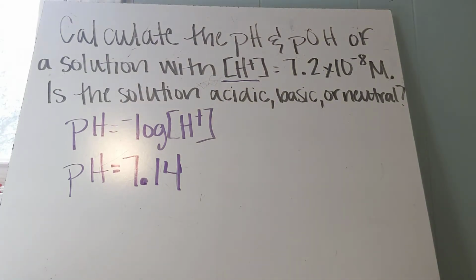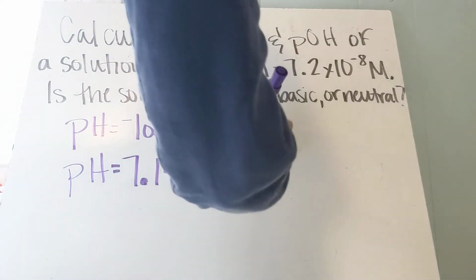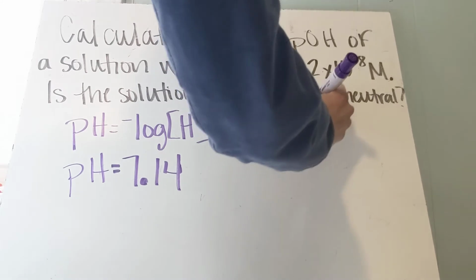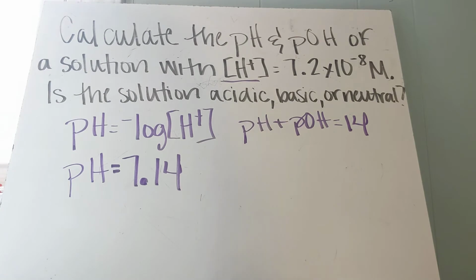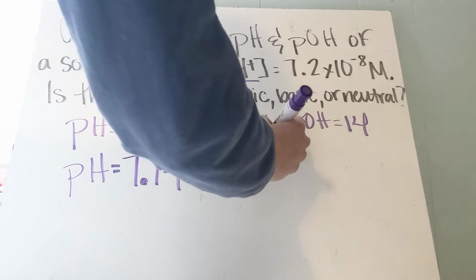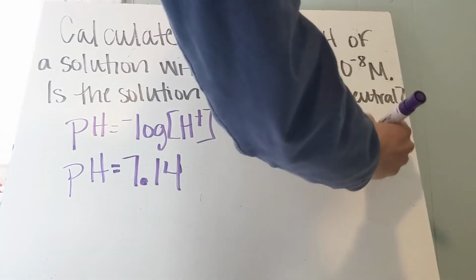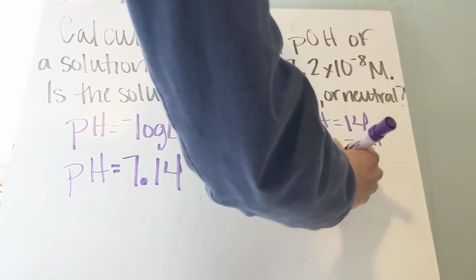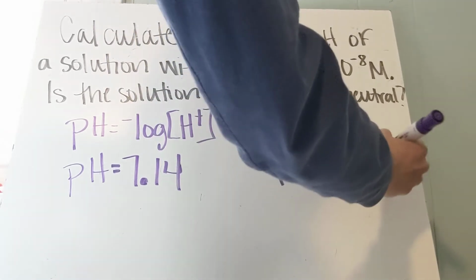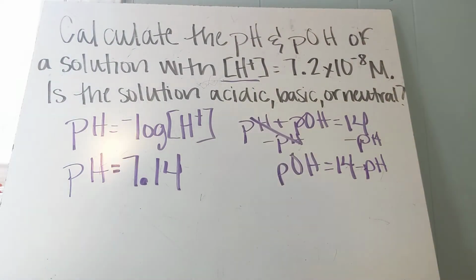So we're not quite finished. It also wants to know what the pOH is. And if you remember from the previous whiteboard, the pH plus the pOH is always equal to 14. So if I subtract the pH from 14, I will get the pOH.